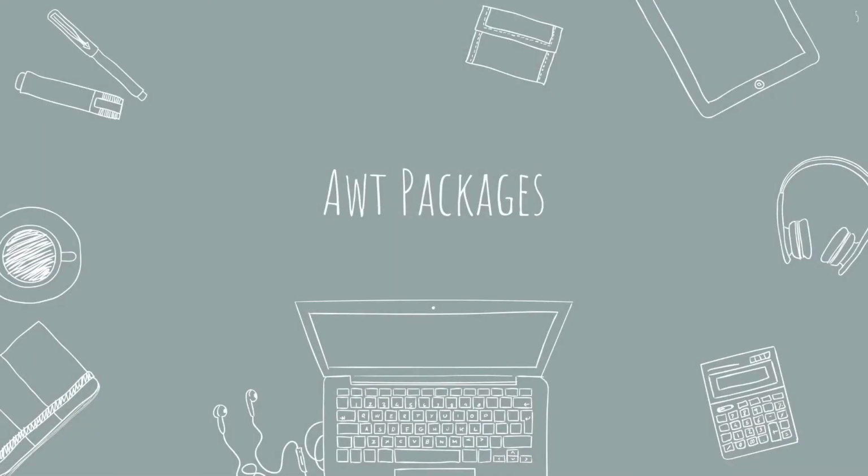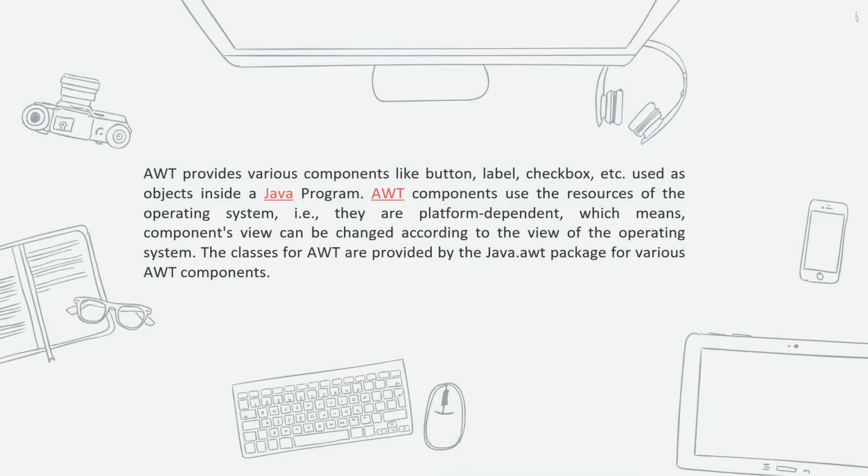So let's talk about AWT packages. AWT provides various components like button, label, checkbox, etc. that can be used as objects inside a Java program. AWT components use the resources of the operating system, that is, they are platform dependent, which means the components' view can be changed according to the view of the operating system. The classes of AWT are provided with the java.awt package for various AWT components. So we have discussed the various packages that are available in AWT.